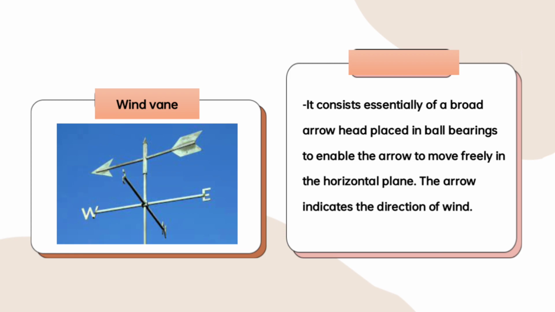Wind vane. A wind vane consists essentially of a broad arrowhead placed in ball bearings to enable the arrow to move freely in the horizontal plane. The arrow indicates the direction of the wind. The wind vane is like the head of an arrow, and where it points is the direction of the wind, whether west, east, south, or north. For directions in between, we have a compass that we use as a basis for the direction of the air.